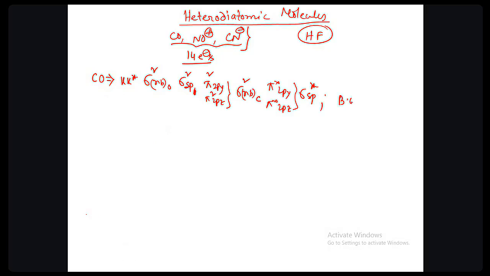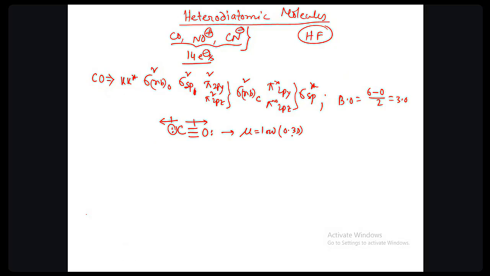So electrons now 2, 4, 6, 8, 10. So bond order equals 6 minus 0 by 2, that is equal to 3.0. So the carbon monoxide structure is like that. One non-bonding electron pair is on carbon, another non-bonding electron pair is on oxygen. So bond moment is towards the oxygen atom and lone pair moment is towards the carbon atom. As a result, mu is very low, only 0.1 D.